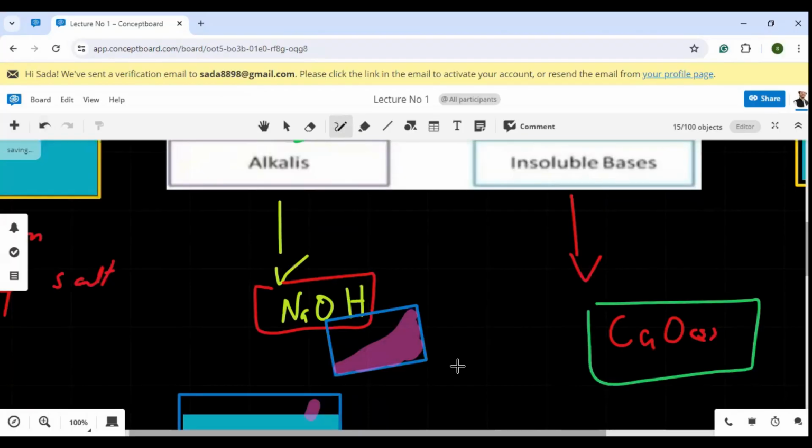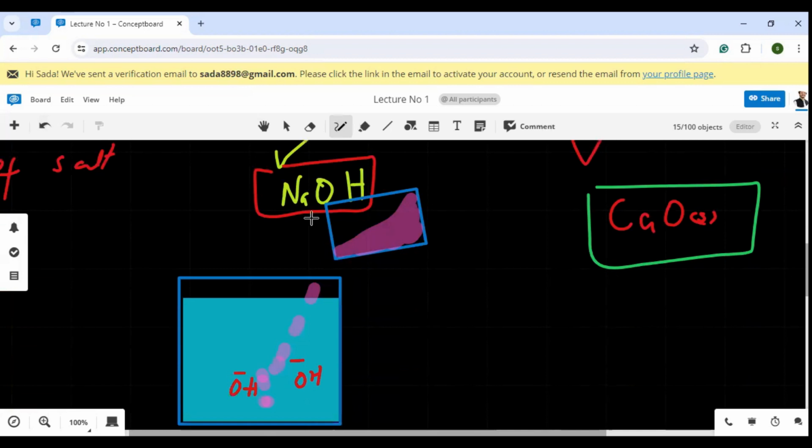In another case, for example, we have calcium oxide. Calcium oxide is a base, but not an alkali, because calcium oxide does not have the ability to dissolve in water. So alkalis are all those bases that are able to dissolve in water. Simply, all alkalis are bases, but not all bases are alkalis, because not all bases dissolve into water. All alkalis are bases, because all alkalis have a pH greater than 7.